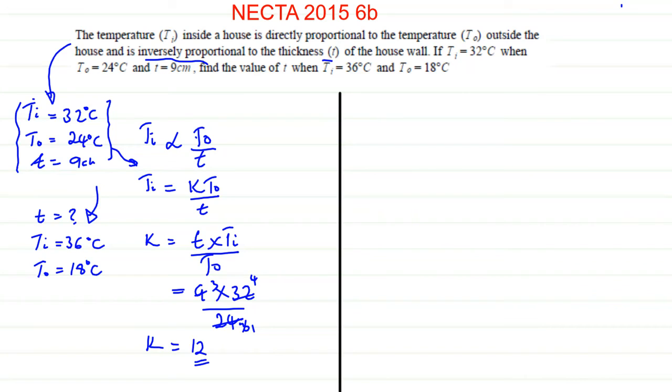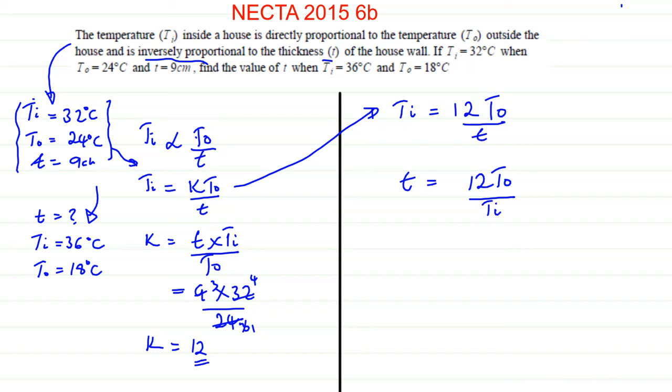Okay, so now I can rewrite this formula like this: Ti equals 12 To divided by T. Well, I'm asked to find T, so I'm just going to make T the subject before I input any numbers in there, because it's easy to rearrange like this. So T is equal to 12 To over Ti.